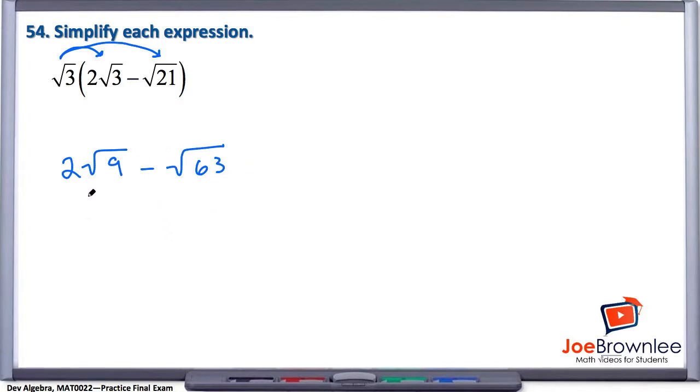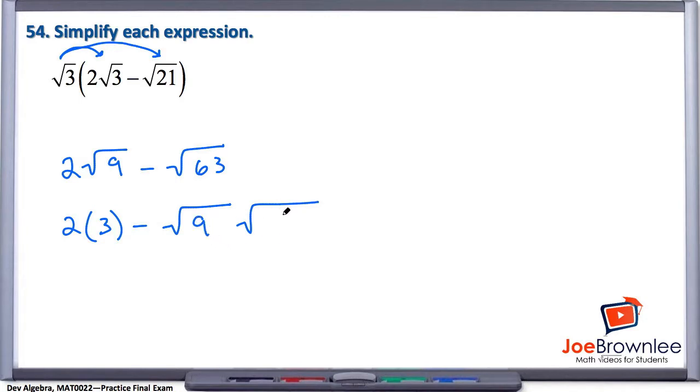Let's see if we can break this into good stuff, bad stuff. Well, 2 times radical 9, hopefully you recognize radical 9 as being a perfect square. So this is really 2 times 3 minus, and now we can try to break down radical 63 into good stuff, bad stuff. We know 63 is not a perfect square, so we have to look for the largest perfect square that's inside 63 that we can multiply by some other number.